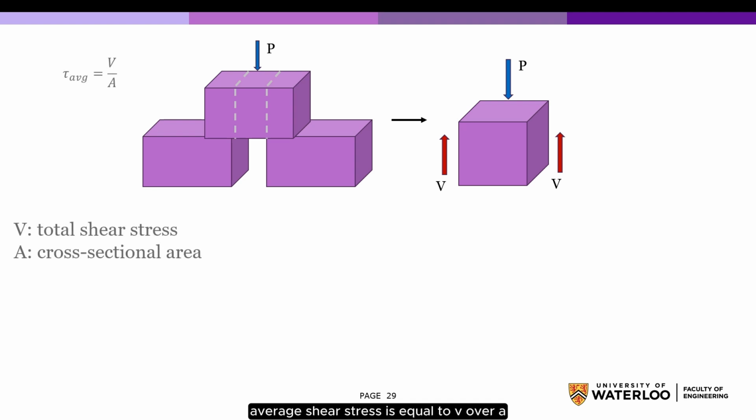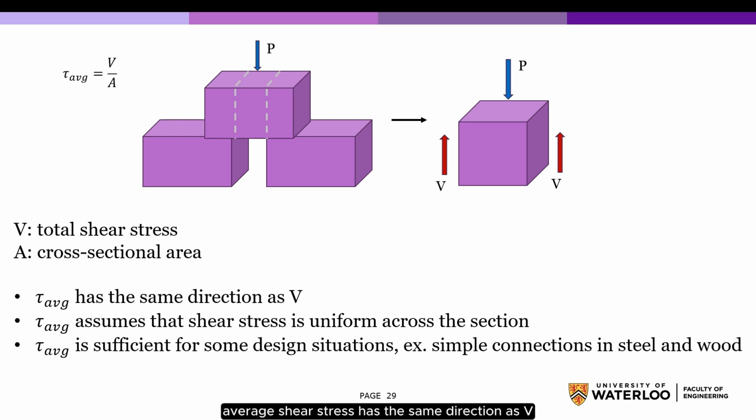Average shear stress is equal to V over A, and if we take a random section of this object, then V is the total shear force on the object, and A is the cross-sectional area. Average shear stress has the same direction as V, and it assumes that shear stress is uniform across the section. It is also sufficient for some design situations, for example, simple connections in steel and wood.